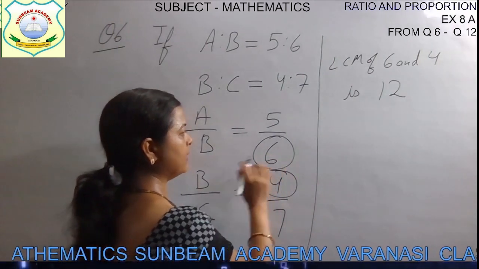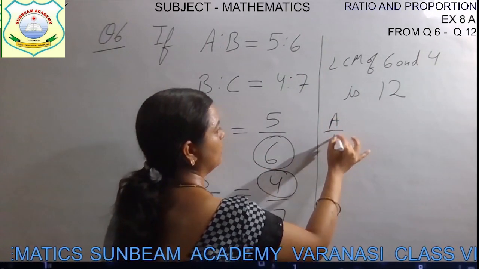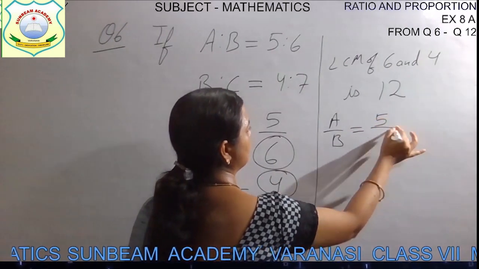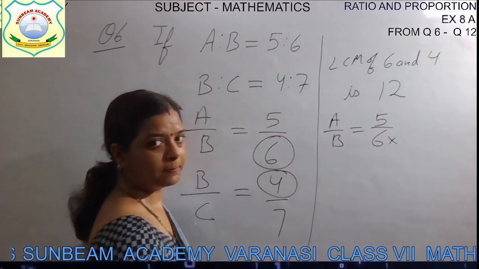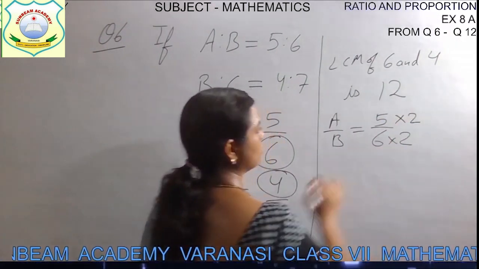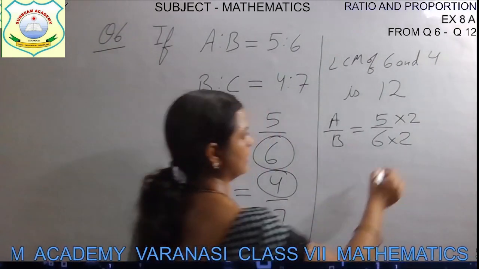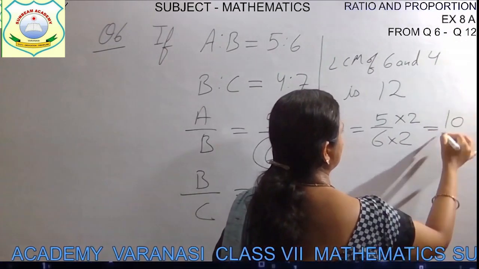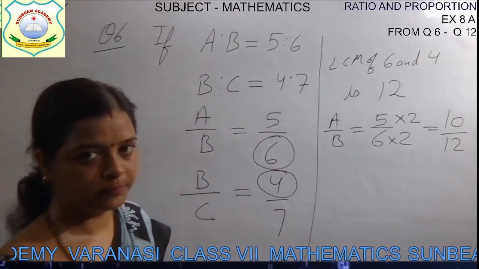Now how can you make it equal to 12? Let's see here. A by B is equal to 5 by 6. How can you make this B equal to 12? By multiplying it with 2. So in the numerator also you have to multiply it with 2. Whatever answer you get, it will show B as 12.